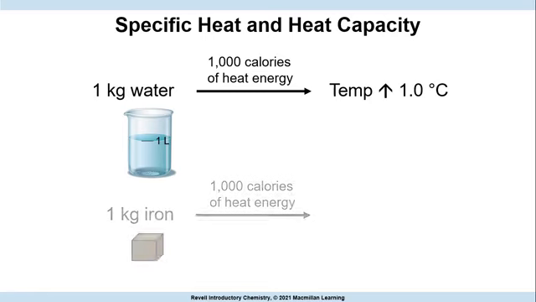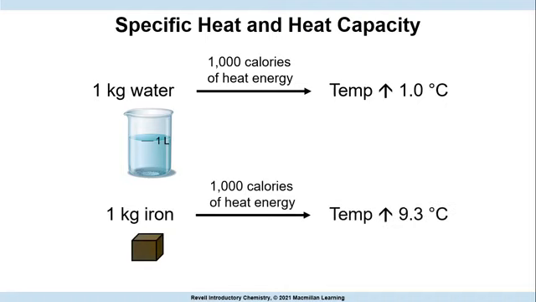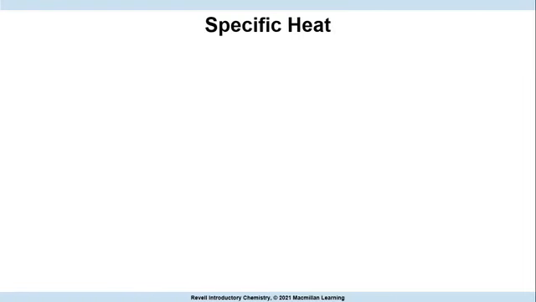Now, if we use a kilogram of iron and apply the same amount of heat, which is 100 calories, we see that the temperature is going to rise by 9.3 degrees Celsius. Why is there a difference in the way the temperature rises? This is because of the substances that make up the material, the water and the iron.